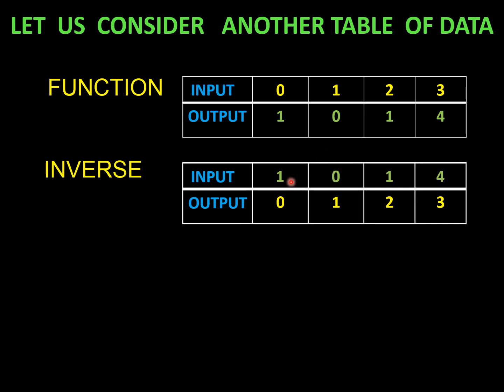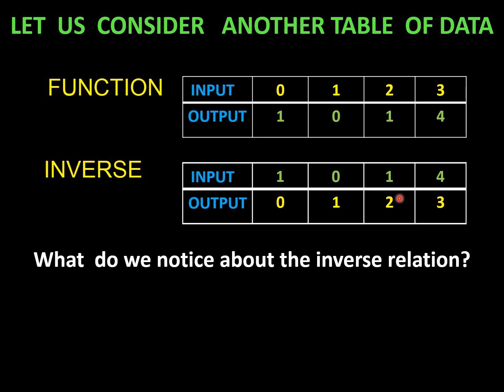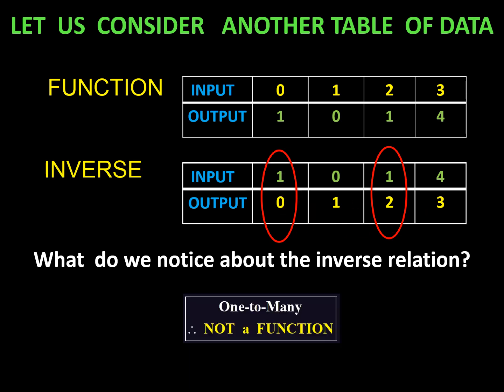Now let's look at this. 1 has an output of 0. 0 has an output of 1. But then 1 also has another output. So if I look at that, I have 1 and 0, and 1 and 2. So that is a 1 to many. 1 gives me 2 possible outputs. Therefore, what do we know about this inverse relation? That's correct. It is not a function.